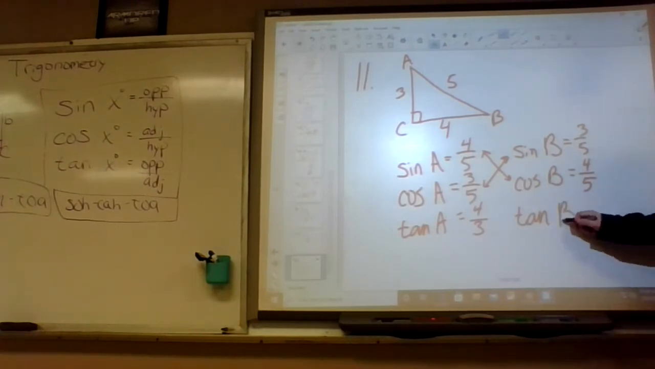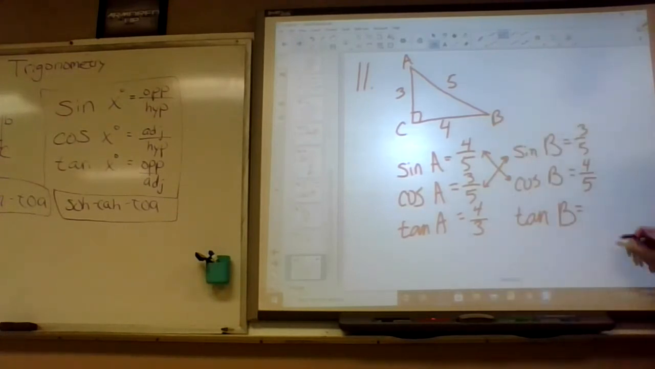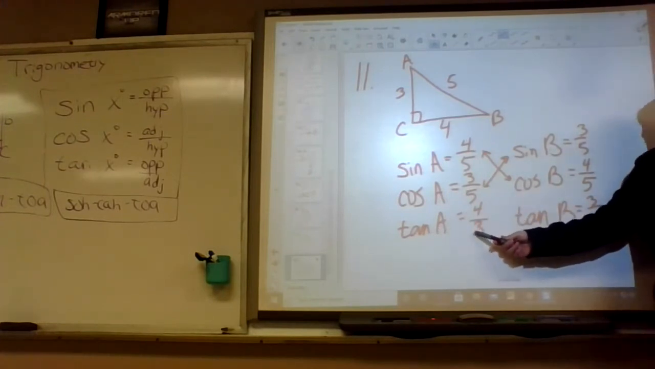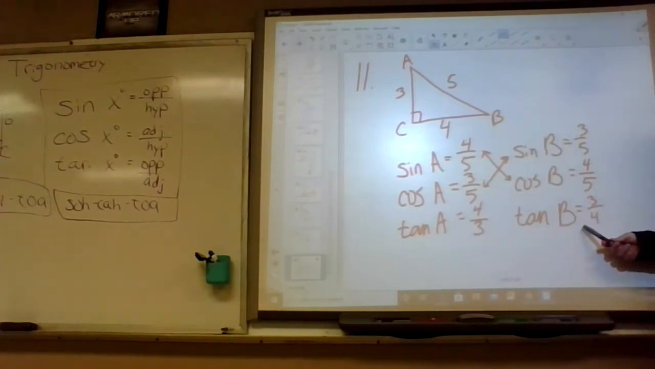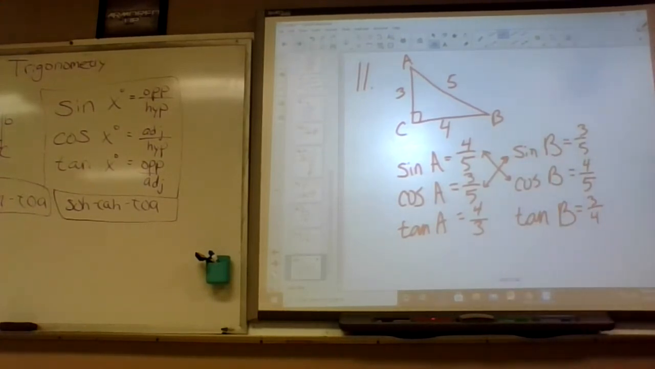Tangent of B would be opposite over adjacent. What's the opposite of angle B? 3. What's the adjacent? 4. So how are the two tangents related? They're flipped upside down. Yeah, they're inverses, they're reciprocals, I mean, of each other. So 4/3, 3/4. That always happens too. Because you're switching the opposite of adjacent when you switch the angles.